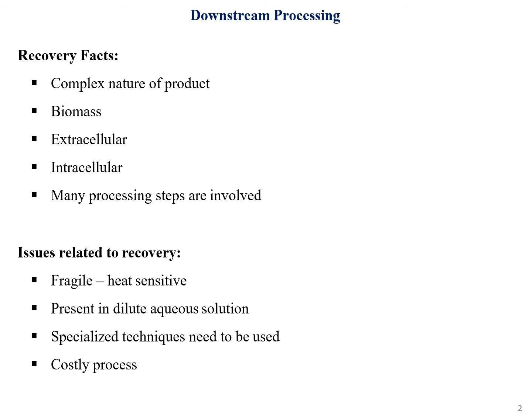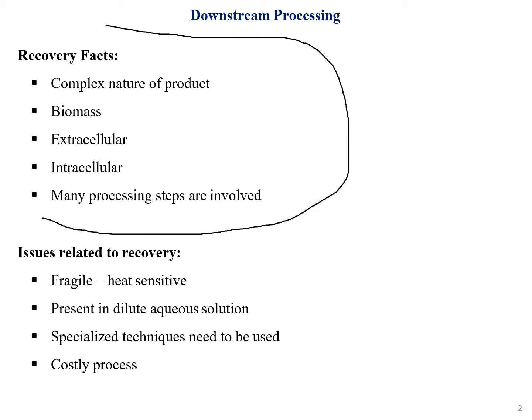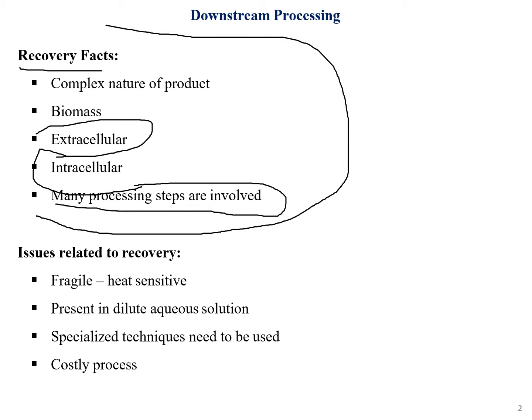So talking about downstream processing, it's basically a recovery process after the fermentation almost gets over. After the fermentation gets into the last stage, the last stage is the recovery. So how can we recover the products from it? Some of the recovery facts depend on the complex nature of products, the biomass concentration, the extracellular nature of the products, the intracellular nature of the products, and many processing steps are involved further. There are a lot of steps involved under the recovery facts.